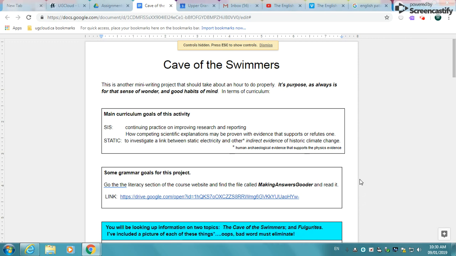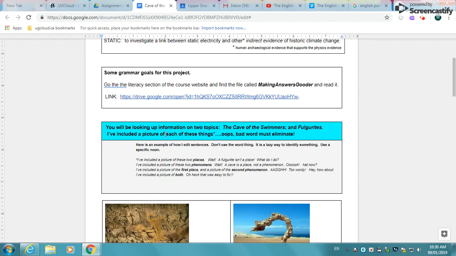All right, this is your project, or short essay really, in static electricity, where you're going to look at two possible reasons or explanations, scientific theories, as to the origin of something, and how we could determine which one is true. And these are the goals here. You're going to be looking at information on two topics, the cave of the swimmers and fulgurites.